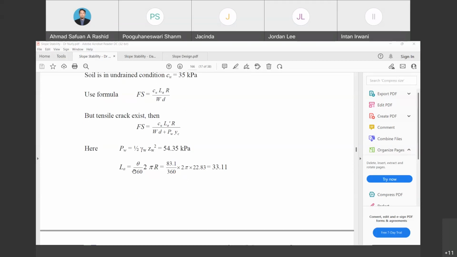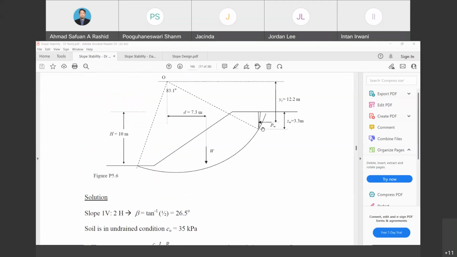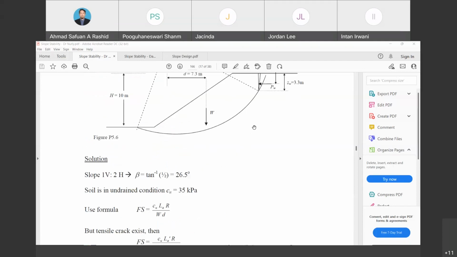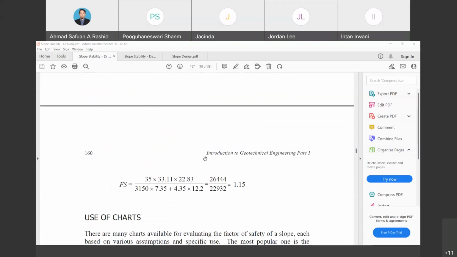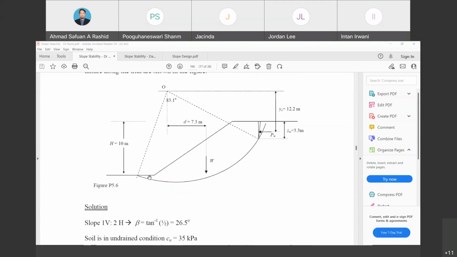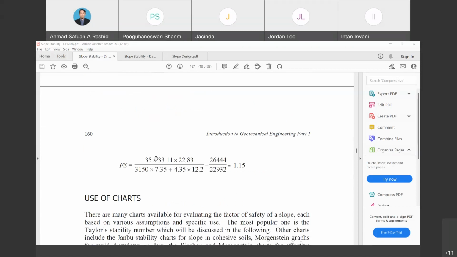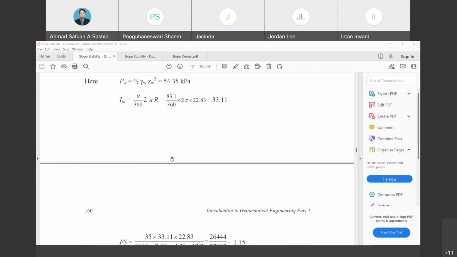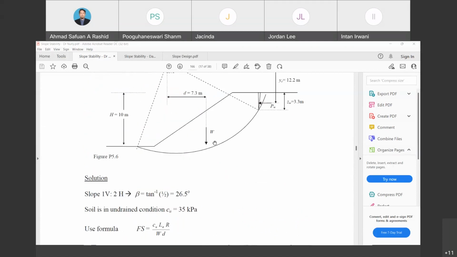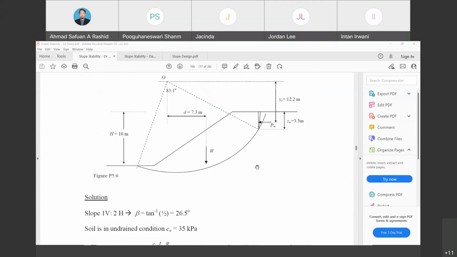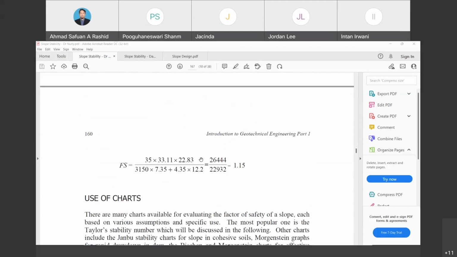While for the LA, LA is equal to 33.11. This is the LA from here to the end of the tension crack. Then we calculate the factor of safety. 35 is the C value, C is 35, times the LA 33.11, times the R. R is 22.83. So that is the resisting moment.